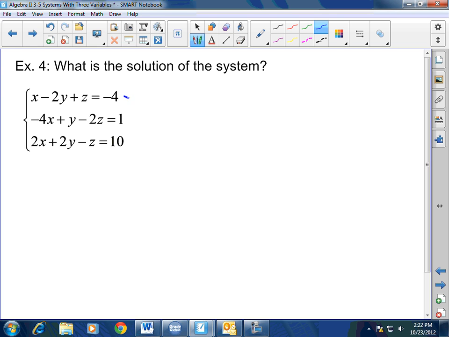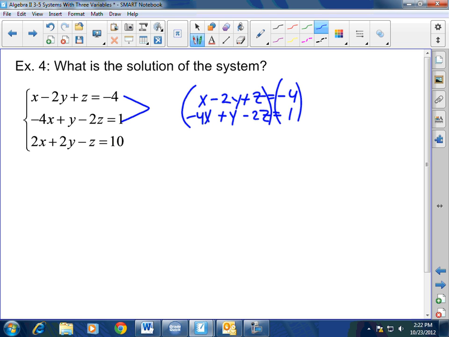So in this case, let's take our first two. I've got x minus 2y plus z equals negative 4, and negative 4x plus y minus 2z equals 1. Notice how I make my z's. Me personally, I'm going to get rid of the y's. So I'm going to multiply the bottom here by 2. So I'm going to have x minus 2y plus z equals negative 4, and negative 8x plus 2y minus 2z equals 2.